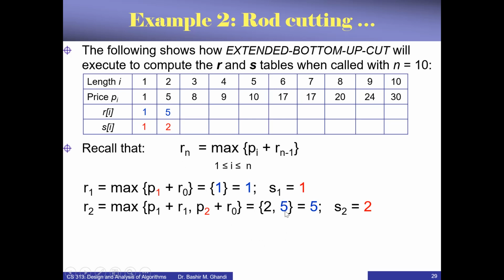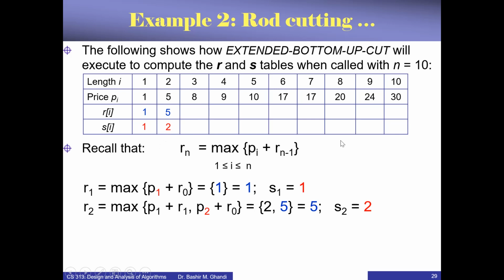Which cut gives us this 5? It is this value of i. So when i is 2, that is when we get the maximum, not when i is 1. Therefore, our S2 is 2.